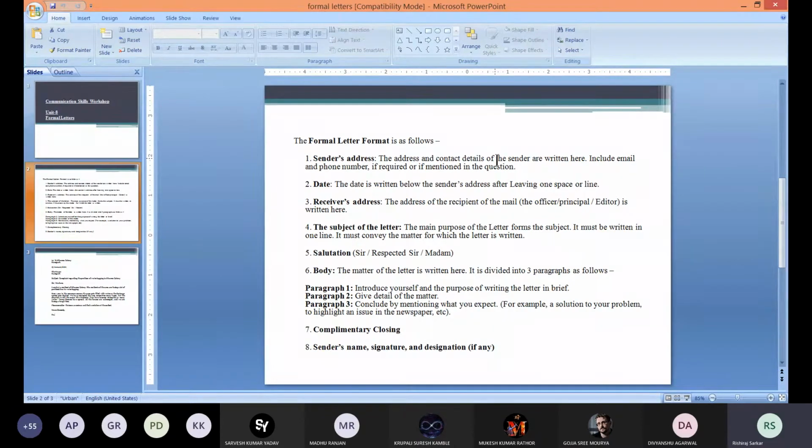name or designation if it is so. Like some people you will not address the letter by name but by designation, so that designation will be there and their address. Again after the receiver's address, there will be one line, a space, and then the subject of the letter.